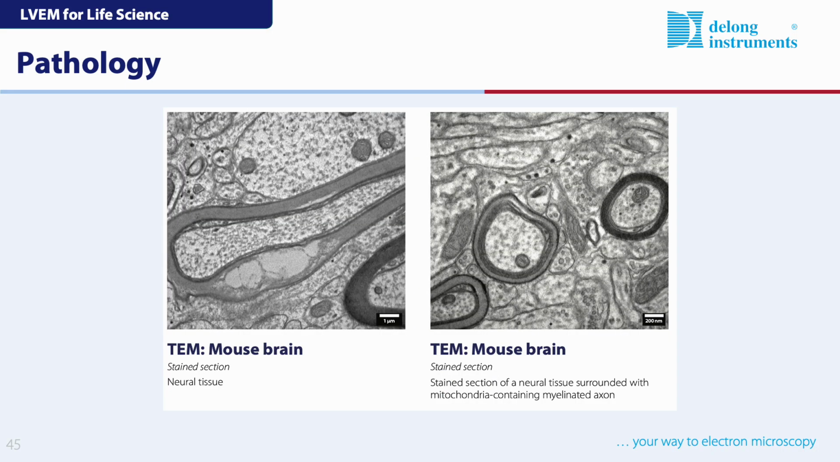In this slide, we have TEM images of mouse brain tissue captured using LVEM. These images highlight nerve cross-sections, showing the arrangement of axons within the tissue. They also show myelin sheaths, clearly revealing their layered structure and organization.